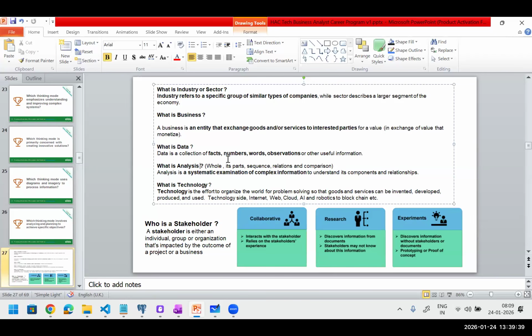What is analysis? We are already talking about whole, its part, sequence, relationships, and comparison. When you're doing something, if you take a business, how the business works, business is a whole, and what are the functions? Functions you can think of as parts, because every business works with departments: HR department, operations department, sales department, marketing department, orders department, logistics department. Also an engineering department, if it is a manufacturing company, or an inventory department. These are all parts of the business, of the company.